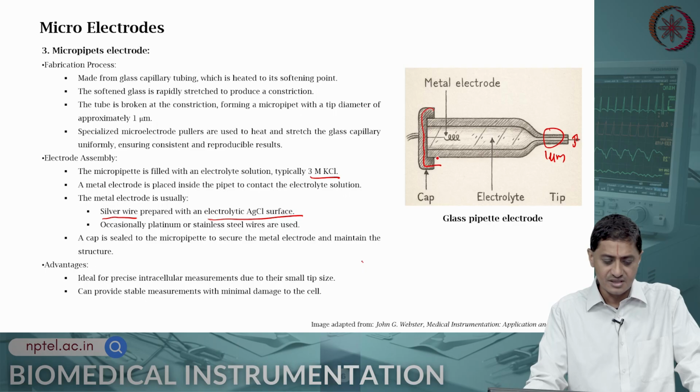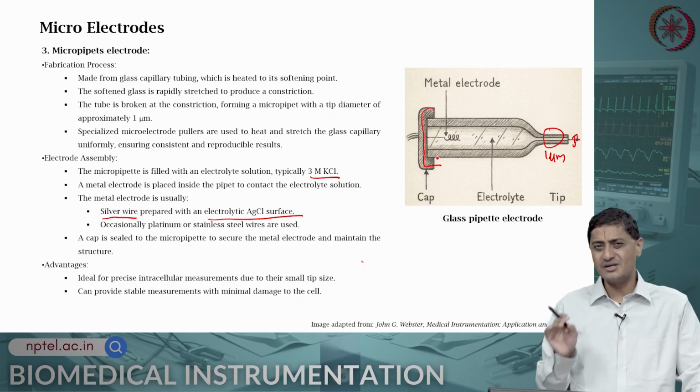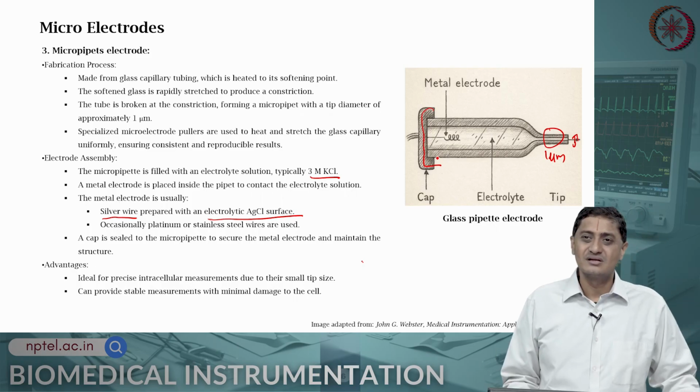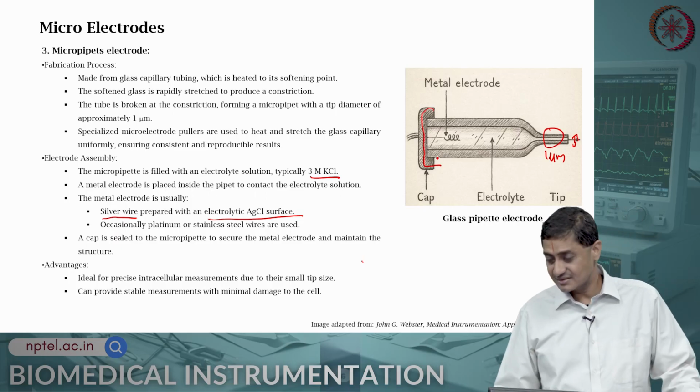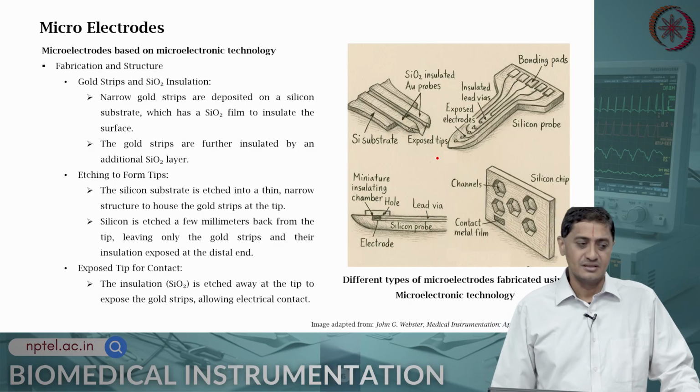What are the advantages? The advantages are that it can be extraordinarily small and ideal for intracellular measurements because of its small tip size, and can provide relatively stable measurements with relatively minimal damage to the cell, because it is not made of metal but rather made of glass, right. But it is the electrolyte that is the conductor, that is going to do the measurement, right. Yes.